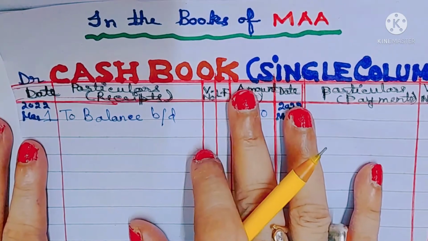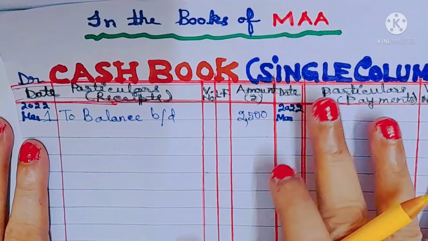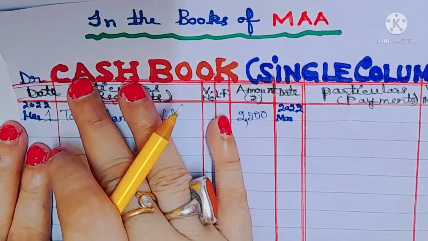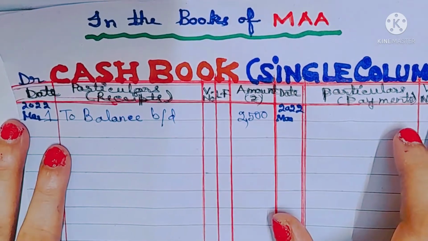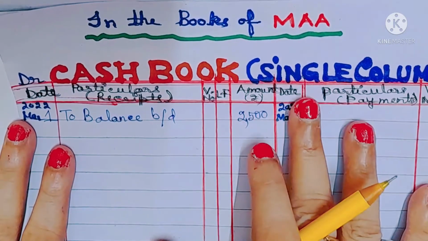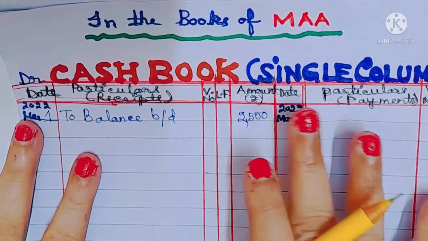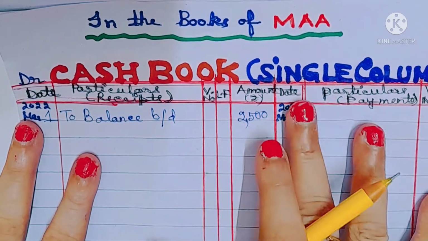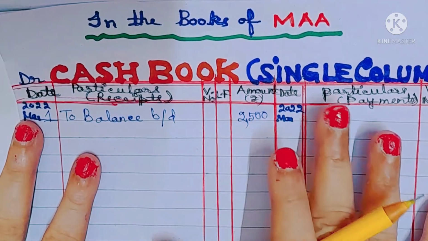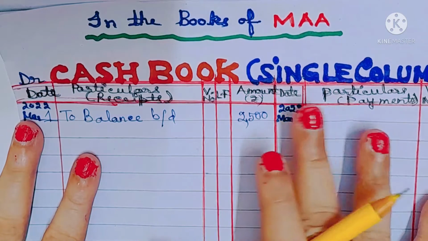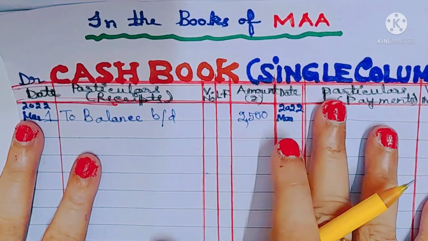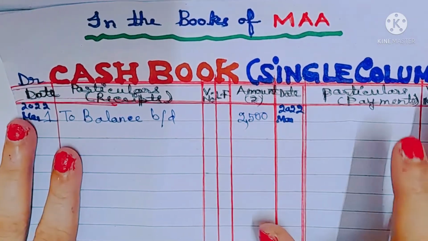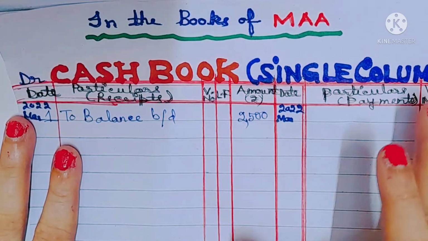Okay, always remember cash book, be it a single column or a double column or a triple column, only records cash receipts on the debit side and cash payments on the credit side. Cash book does not record credit transactions, and single column cash book does not record checks received and checks paid, and also does not record cash discount allowed and cash discount received. Single column cash book only records cash receipts on the debit side and cash payments on the credit side. Okay, so let's see the next transaction.